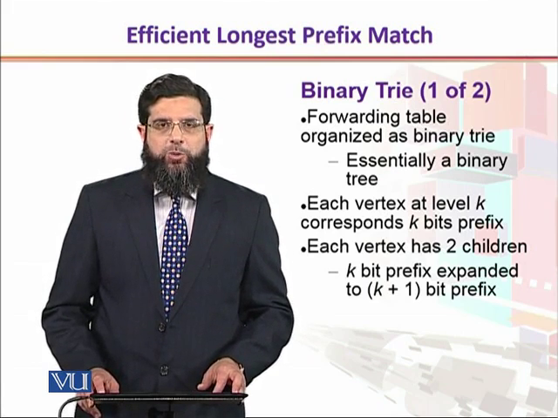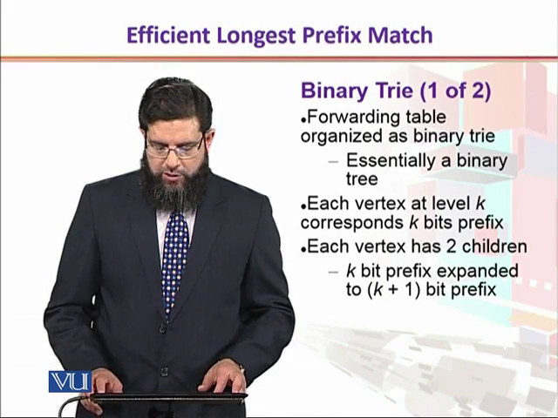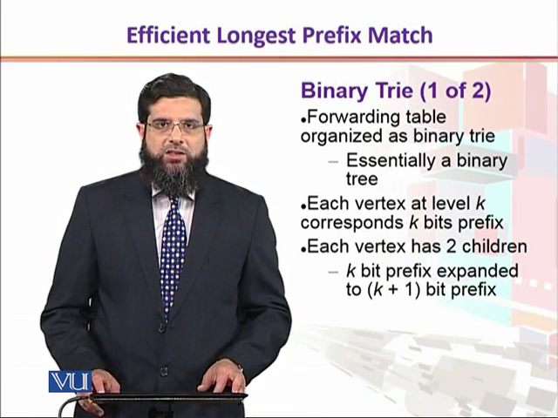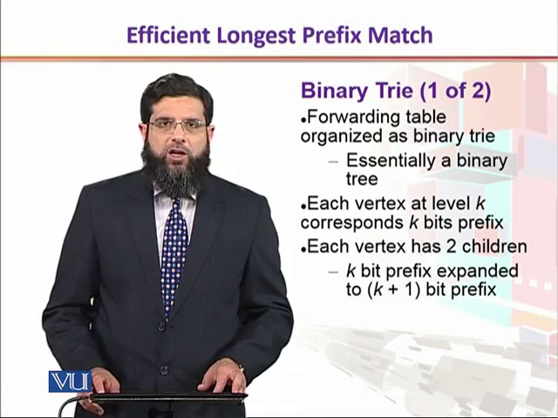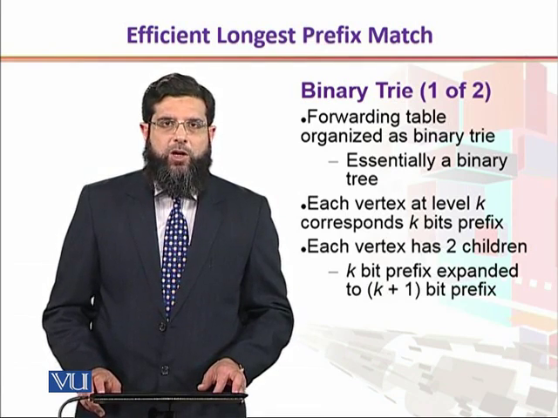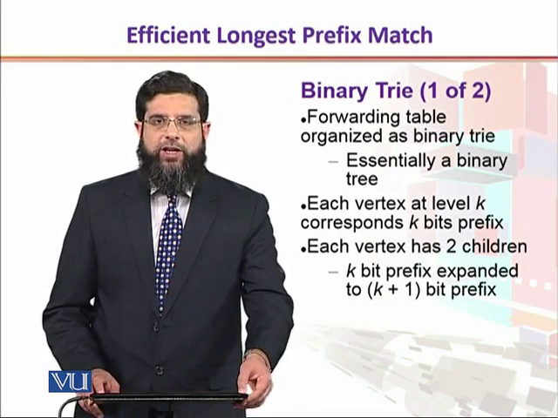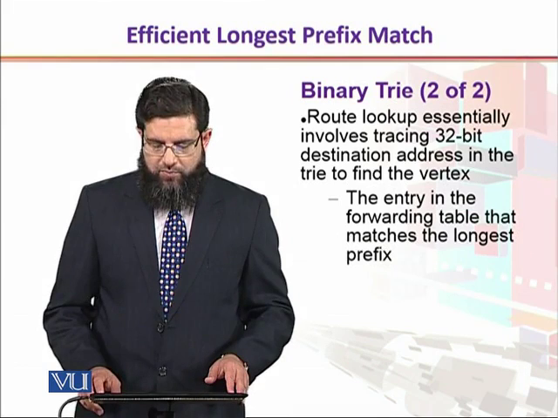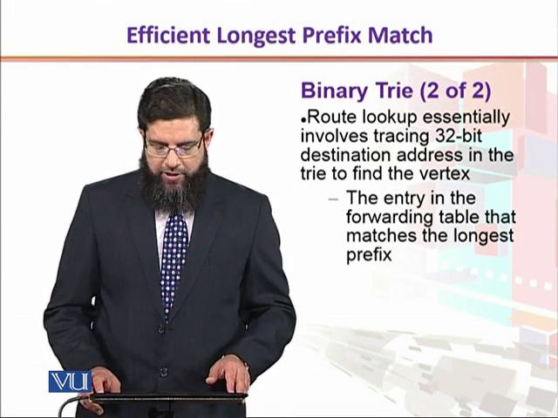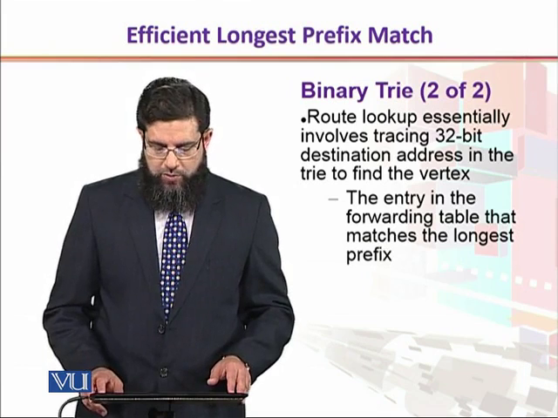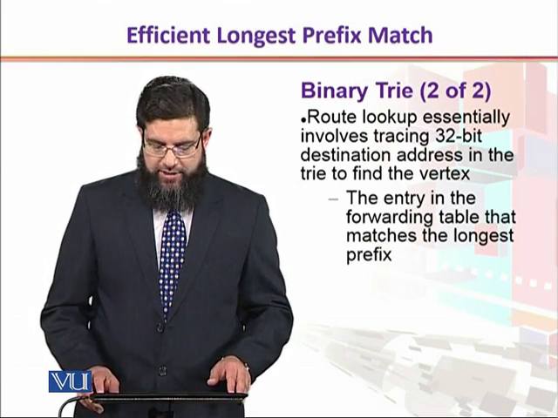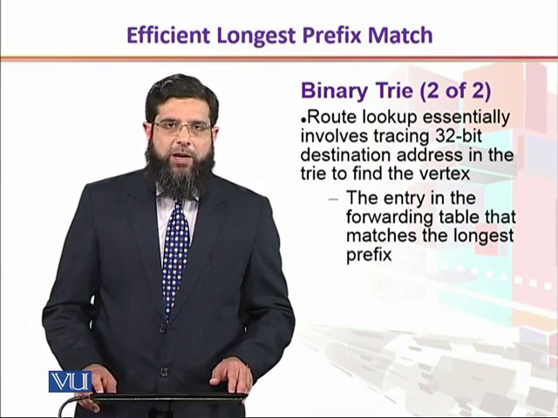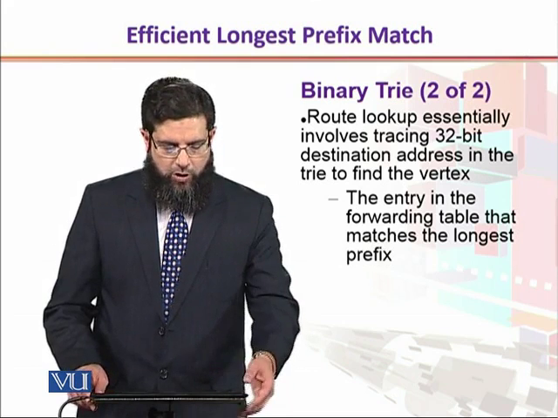Since it's a binary tree, each vertex is going to have 2 children. So a k-bit prefix is expanded to a k plus 1 bit prefix. That is, if we are at a place where 2 bits have been compared, then we are looking for the 3rd bit comparison and going deep into the tree. The route lookup now would be tracing the 32-bit IP address on this tree to find the right vertex. The entry in the forwarding table that matches the longest with the incoming IP datagram is the next hop.